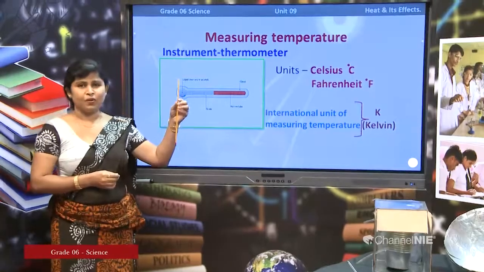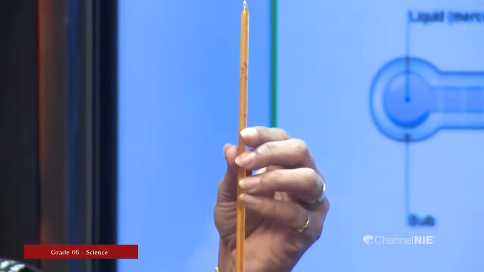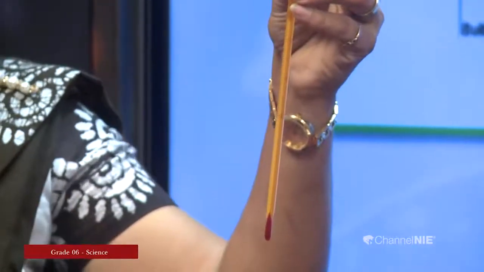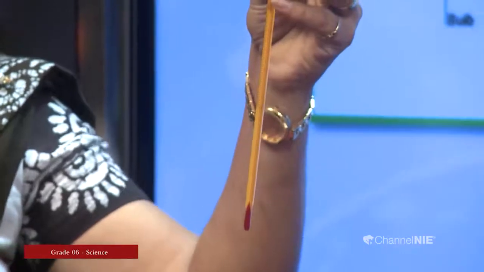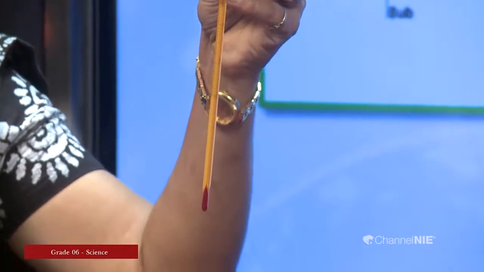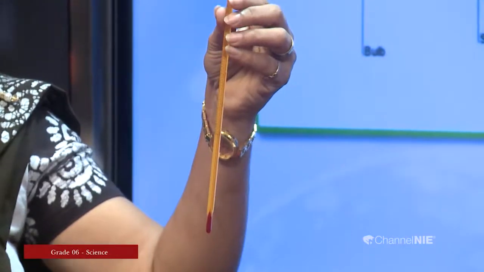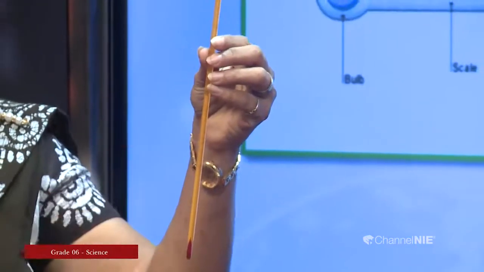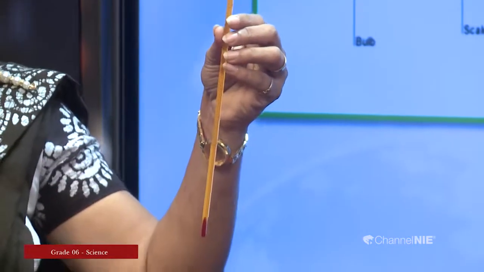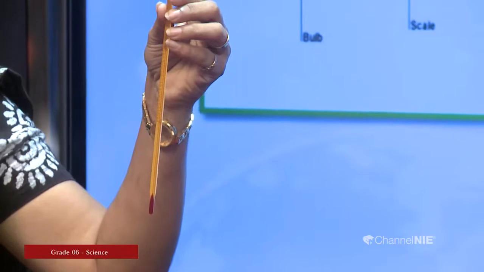What is the color of alcohol? Yes, definitely you will answer me. The color of alcohol is colorless. It has no color, right? But you can see a red color there. Yes, alcohol is colored in red to get clear observations, right? When we use alcohol without coloring, we can't get clear observations. In order to get clear observations, the alcohol is colored in red color, right? This thermometer is also made of glass and it is calibrated, and the liquid inside this thermometer is alcohol, right.